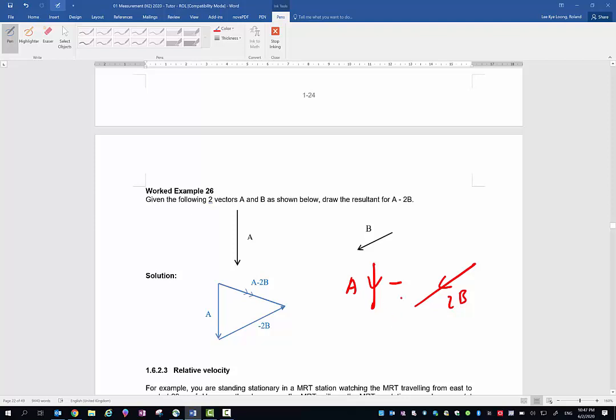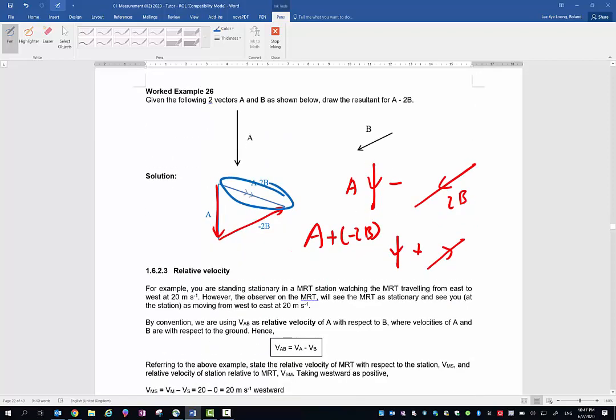And you have to flip it. Okay, you have to flip it. So it becomes A plus minus 2B. So it is this plus this. Okay, there you have it, this plus this, and the resultant, which is A minus 2B, will be this one. Okay, so that's fine. Now the next one.